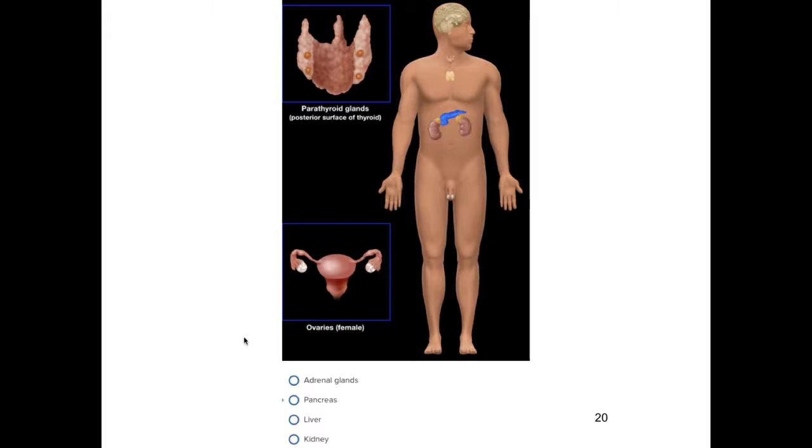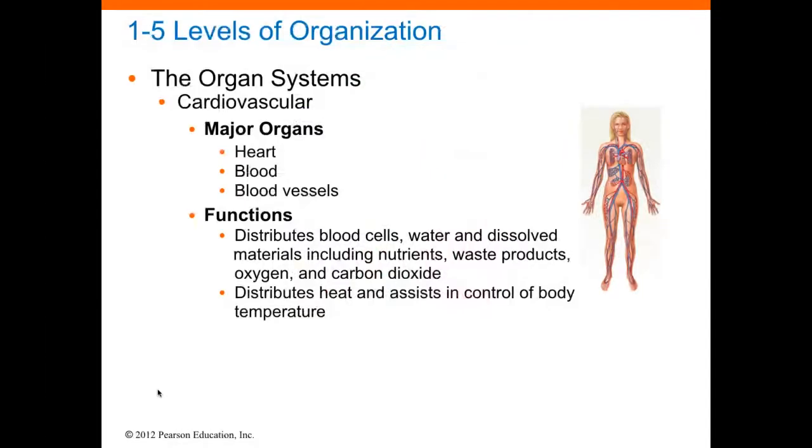And then down in the box on the lower left, we're looking at female reproductive. We see the uterus in the center. We see the fallopian tubes off of each side, also known as uterine tubes. And then those white things at the end of the fimbriae are the ovaries.